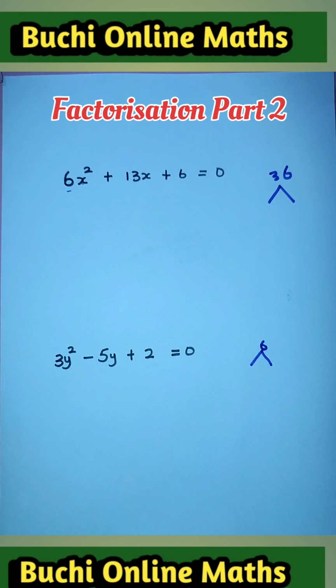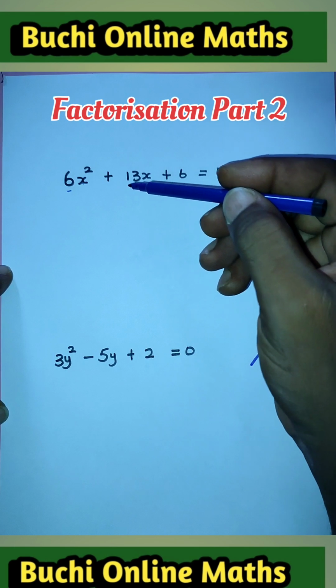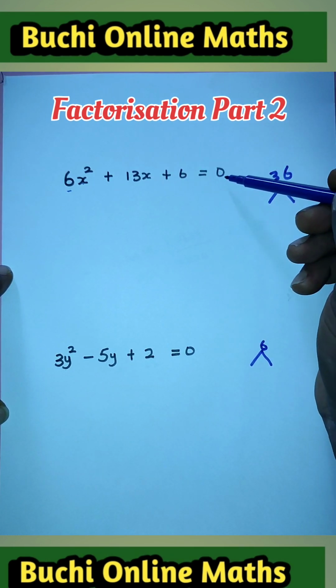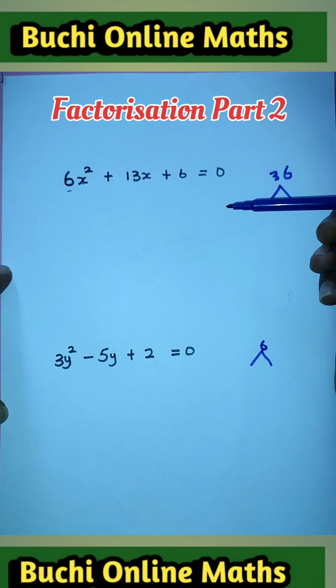In this video, I am going to use these two quadratic equations to show you how to factorize equations, especially quadratic equations, when the coefficient of x squared or y squared is more than 1. Number 1, we have 6x squared plus 13x plus 6 equals 0, and we're asked to factorize.